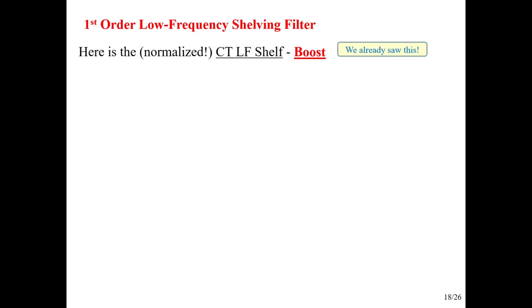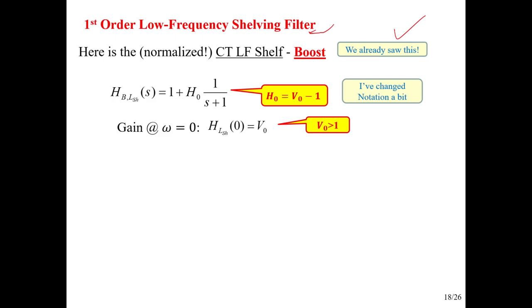Let's make a first order low frequency shelf filter. Remember, we needed to do boost forms and cut forms. So let's start with the boost. We've already seen this before. I'm just changing the notation a little bit. I think I used G0 rather than H0 here. But everything else is the same. I'm starting with the normalized version of this, and just checking that I get the V0 gain that I expect at the low frequencies.